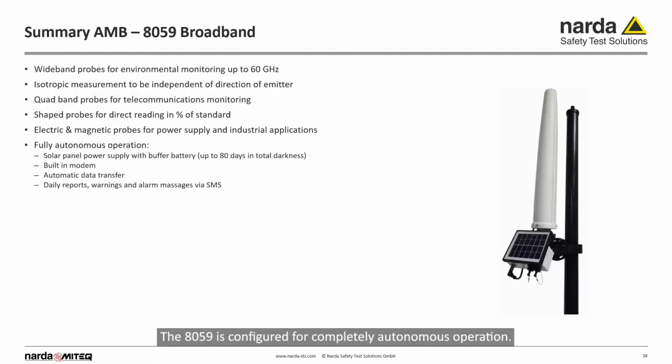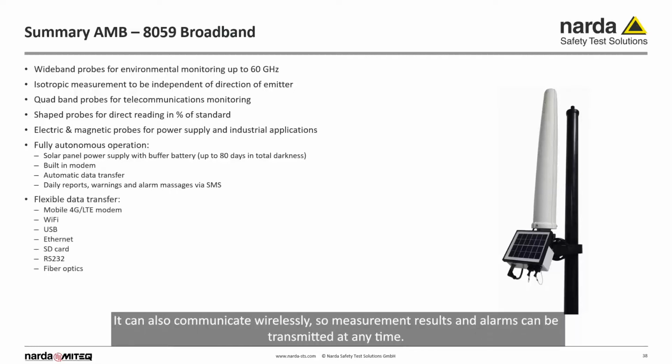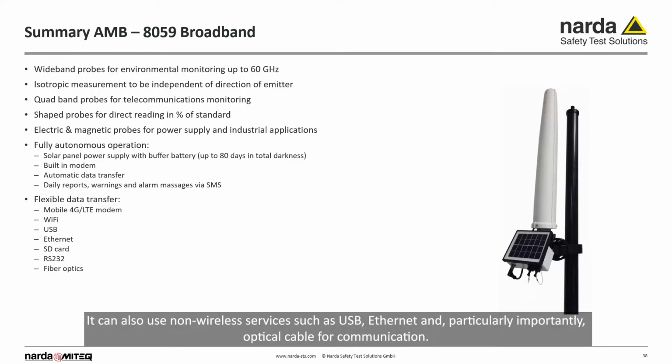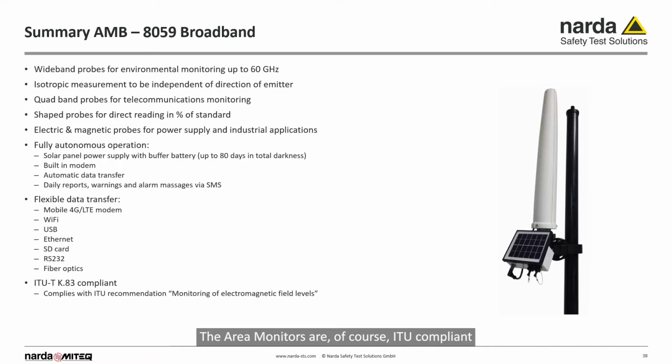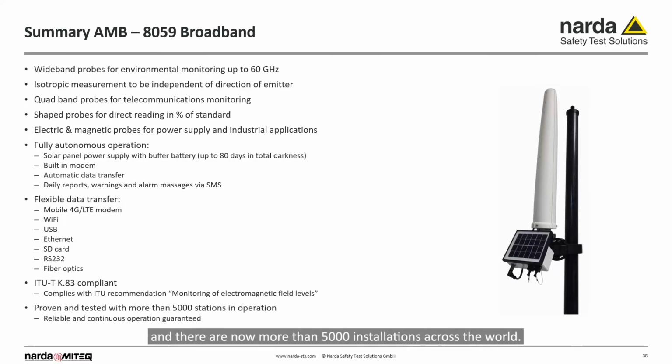The 8059 is configured for completely autonomous operation. It can also communicate wirelessly, so measurement results and alarms can be transmitted at any time. It can also use non-wireless services such as USB, Ethernet and, particularly importantly, optical cable for communication. The area monitors are, of course, ITU compliant, and there are now more than 5,000 installations across the world.